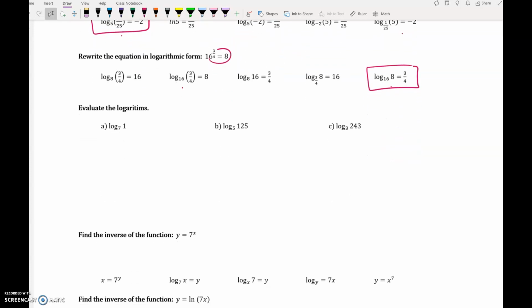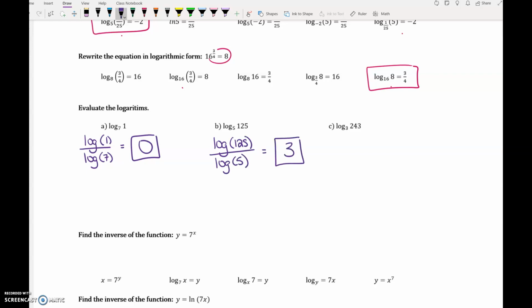Evaluating the logarithms. This is where you use the change of base in your calculator. And remember, you do log button, the number that's inside the log, divided by log button 7. Don't forget to close your parentheses when you're doing that. This one is 0, so you'll type in the answer 0. Log button 125 divided by log button 5. Don't forget to close your parentheses. You should get 3.